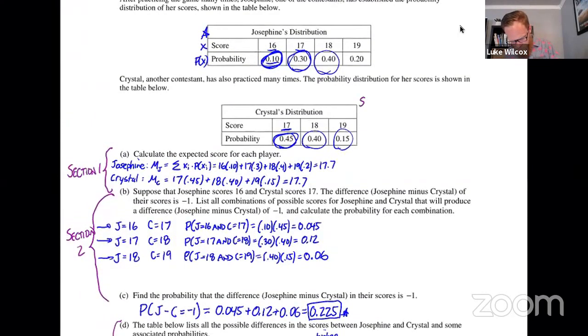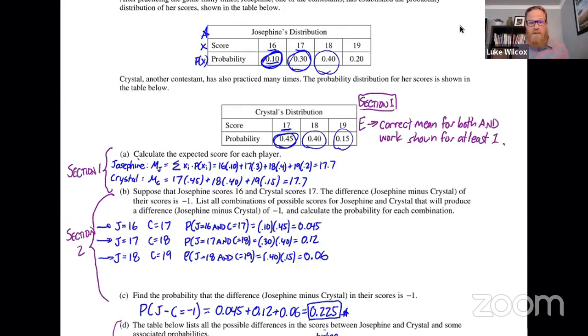So let's start with how we grade section 1, which is part A. In order to get section 1 essentially correct, you have to have the correct mean for both, and work shown for at least 1. So you don't have to show work for both of them. You only have to have work shown for at least 1. And when I say work shown, it could be the actual calculation with the numbers, like what we showed here, or you could show a formula that counts as your work shown.